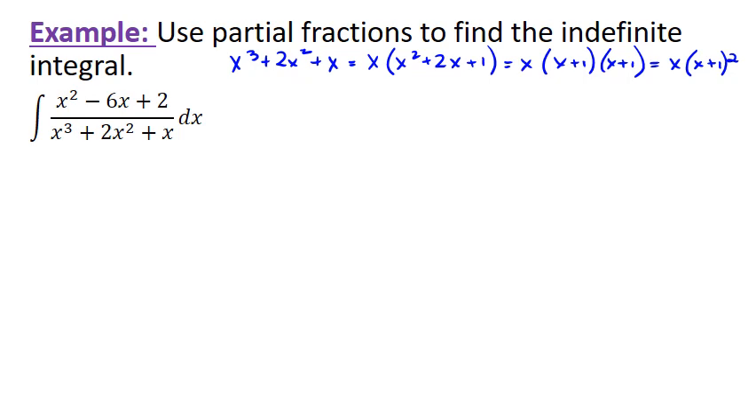Okay, so what we're going to do is rewrite this fraction. So I still have this numerator, and this denominator is now going to be written as x times the quantity x plus 1 squared. Now this is going to be broken into 3 different fractions.